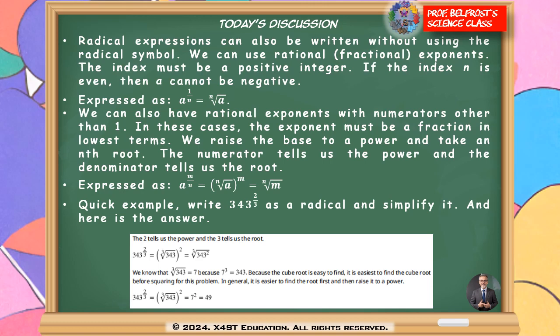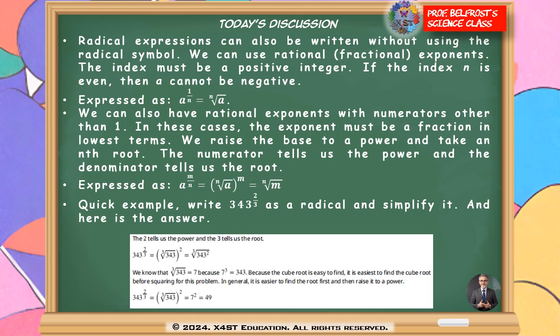We can also have rational exponents with numerators other than 1. In these cases, the exponents must be a fraction in lowest terms. We raise the base to a power and take an nth root. The numerator tells us the power and the denominator tells us the root. It is expressed as a to the power of m over n, which equals the expression shown in the slide.